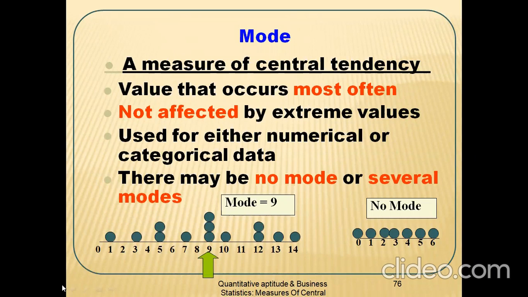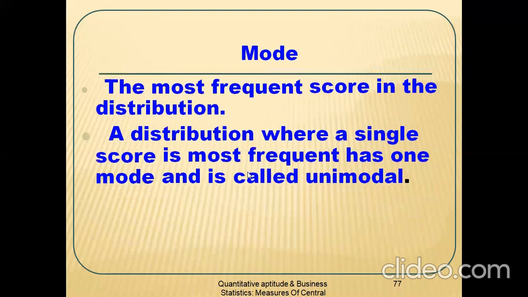Now, in example 1, which we have discussed, how many modes are there? One mode is there. So what is that mode value? That mode value is nothing but 9. As in the given set of observations there is only one mode, the distribution is said to be a unimodal distribution.